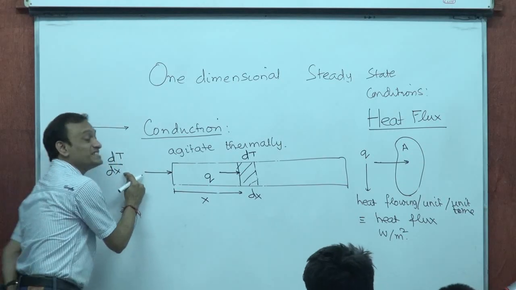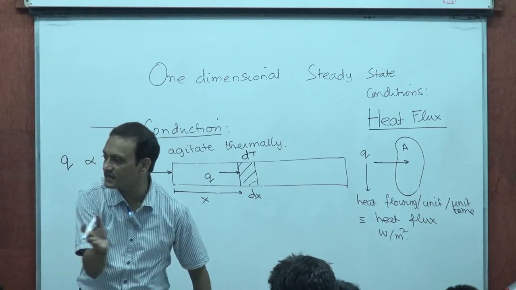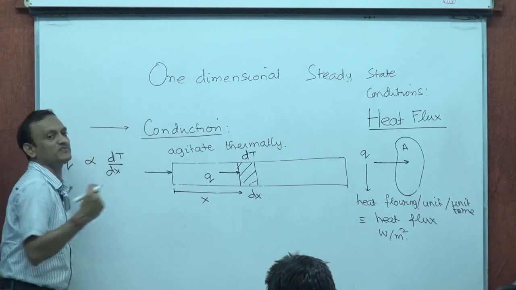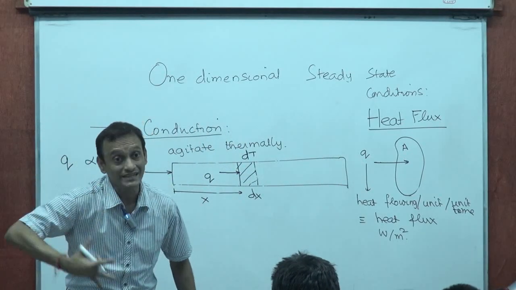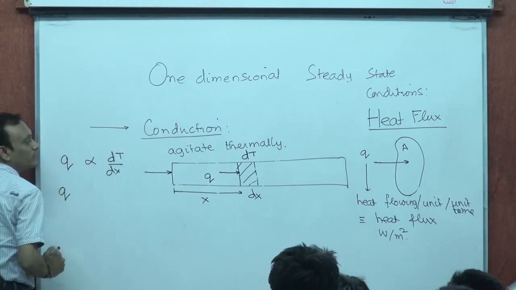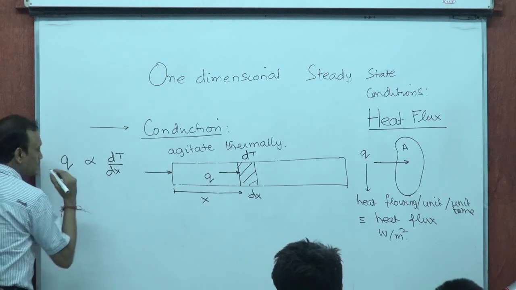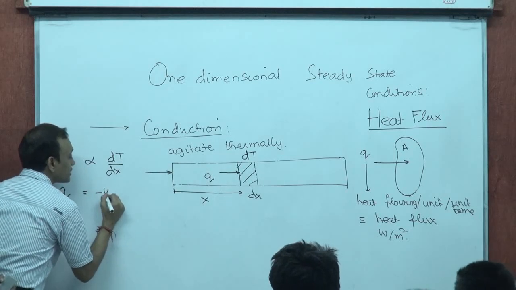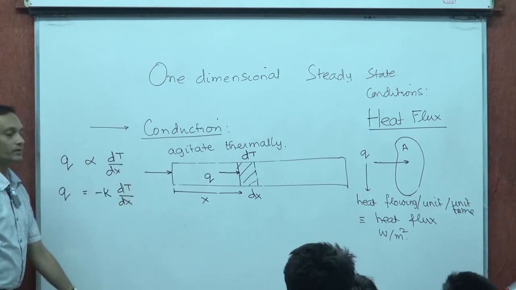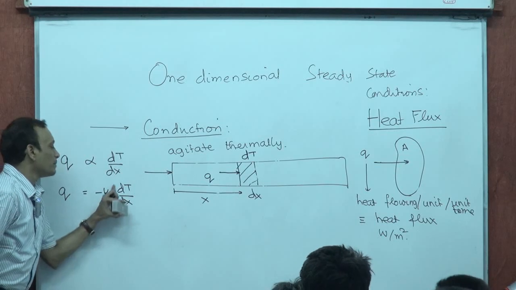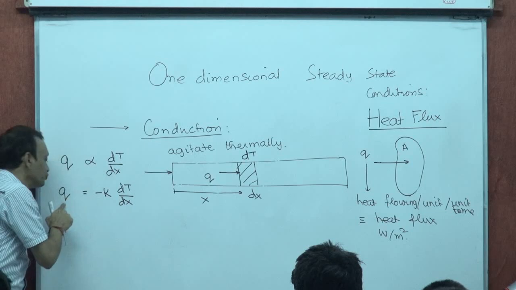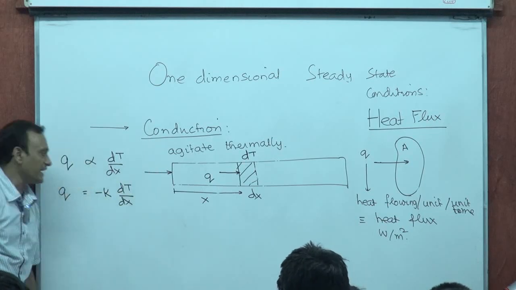In fact, dT/dx is a negative number because temperature is decreasing with x. If I'm talking of heat flowing in the positive x direction, then the temperature is decreasing with x. dT/dx therefore will be a negative number. We then say that the heat flux associated with this cross section at x is going to be some constant, minus k dT/dx. Because dT/dx is a negative number, this minus will make it positive, referring to q flowing in the positive direction of the x-axis.